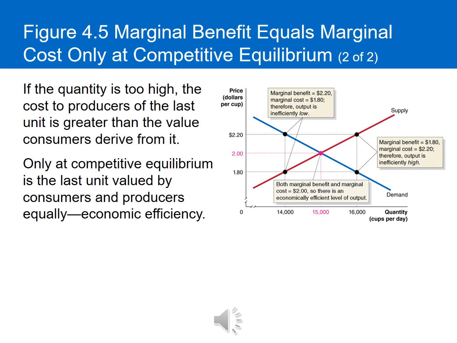Only at a competitive equilibrium is the last unit being produced valued the same by producers and consumers, causing economic efficiency. So where the supply and the demand curve cross each other, at 15,000 units at the price of $2, the marginal benefit for consumers is $2. The marginal cost for producers is $2. Right there it's equal, and there is the competitive equilibrium where the economy is most efficient.